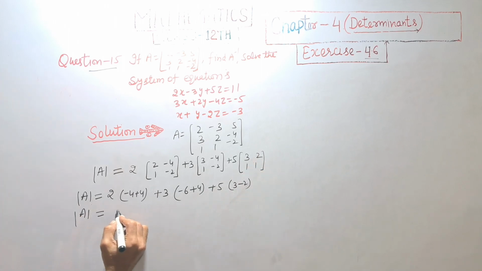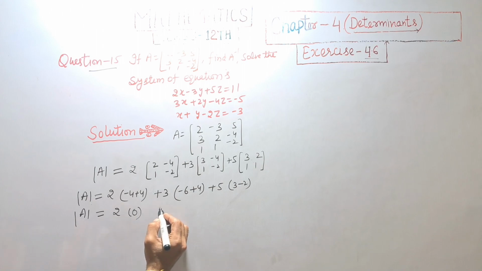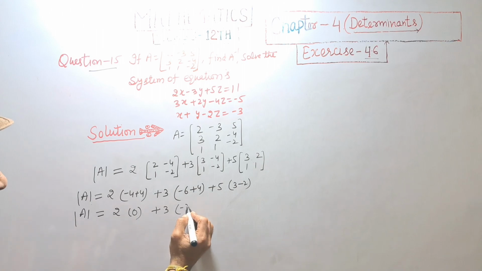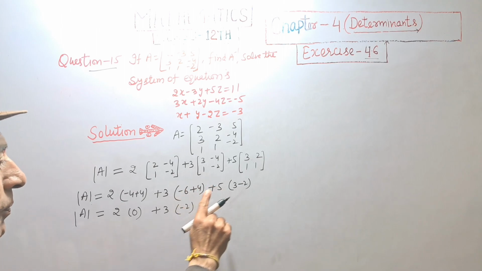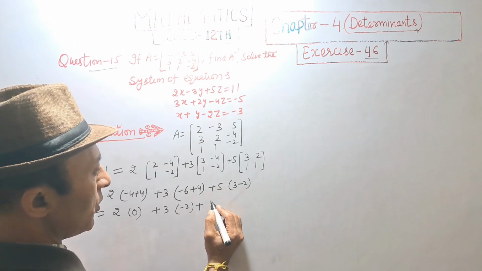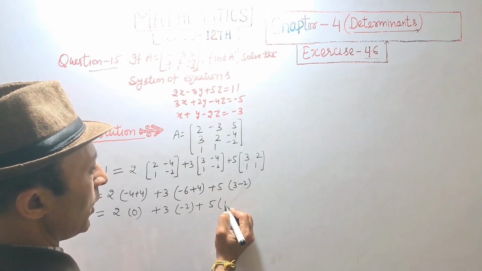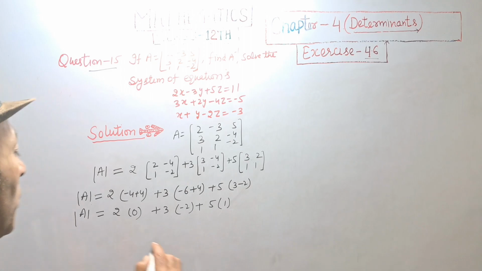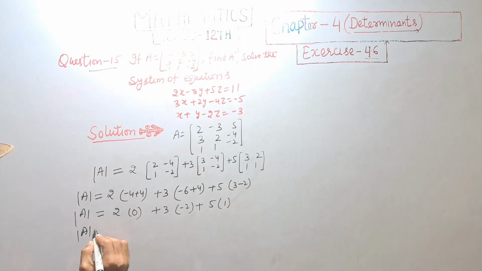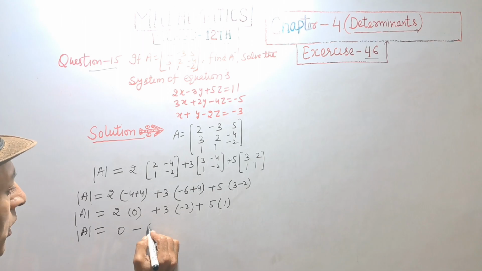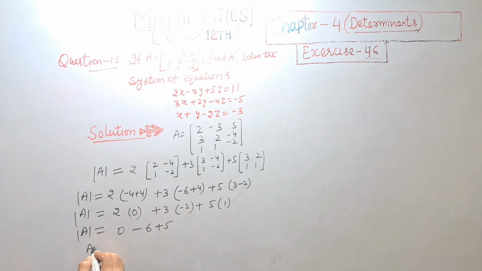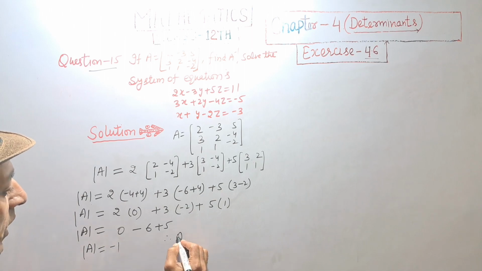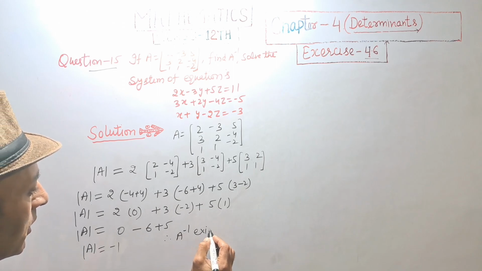Determinant of A is equal to 2 into 0 plus 3 into (-6 + 4), which is -2, and 5 into (3 - 2), which is 1. Then we get determinant of A is equal to 0, minus 3 twos are 6, plus 5 ones are 5. We get determinant of A is equal to -1. So A inverse exists.